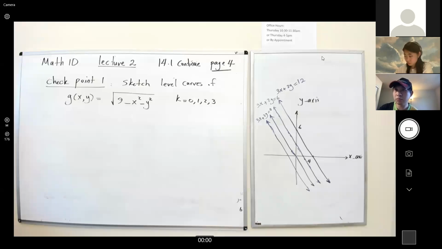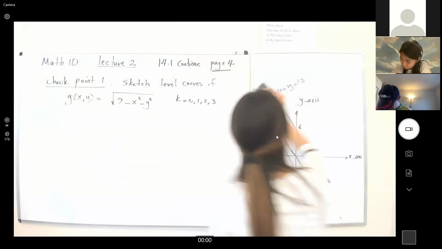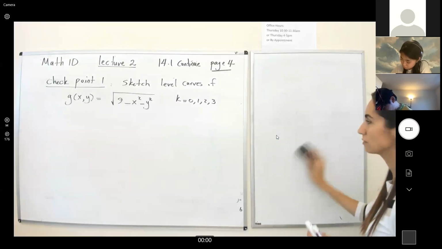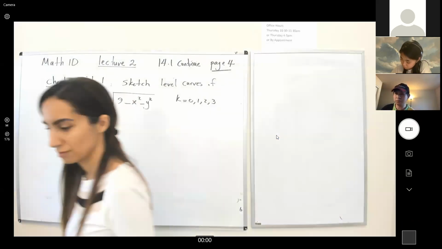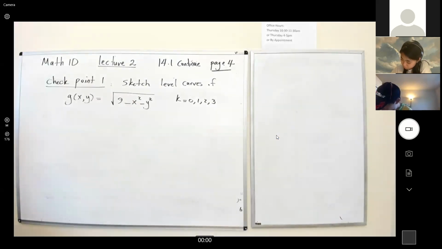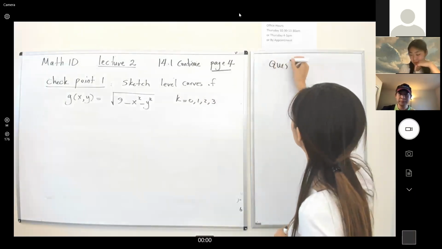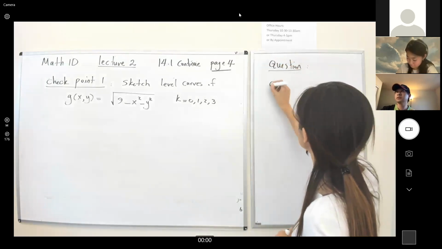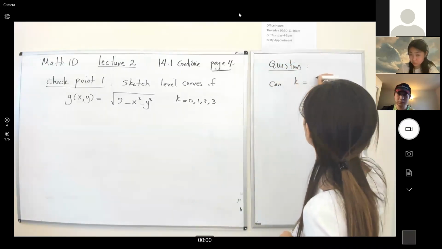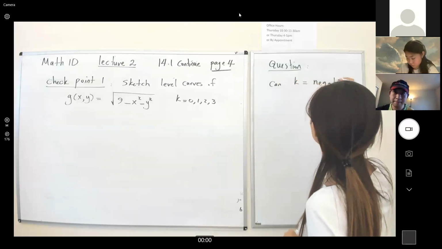Okay, guys, take a minute or two. Sketch the level curves, then we go over it together. In the meanwhile, if you have any question, please use chat. So first of all, a question for you. Can k be negative?